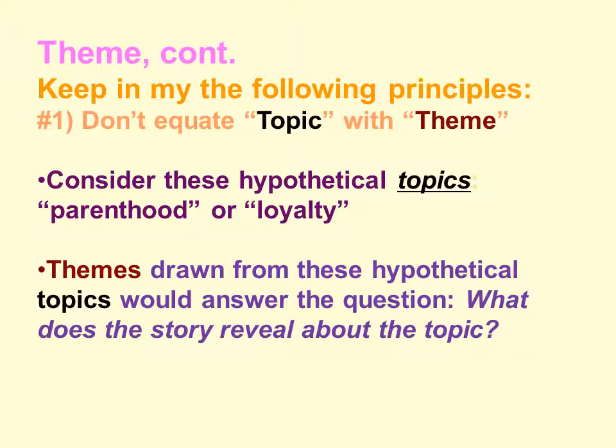To explain, consider the hypothetical topics: parenthood, loyalty. Other ones could be nature, love, war, anything. Themes drawn from these hypothetical topics would answer the question, what does the story reveal about the topic? So if you have a love poem, you can't say the theme is love. That's just a topic or a subject that it's exploring. Answer the question, what does it say about love? Then you're moving to theme.